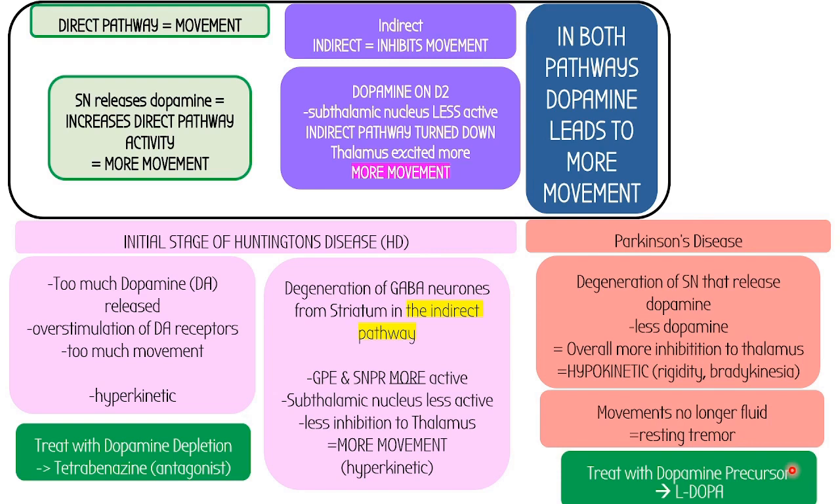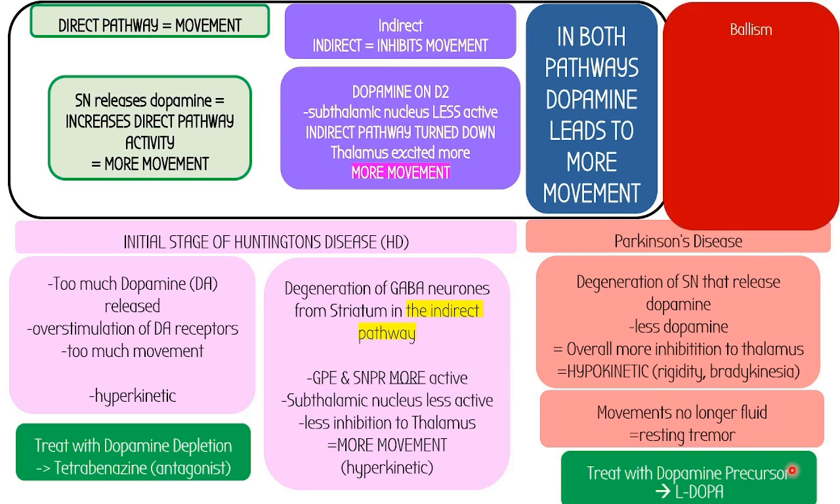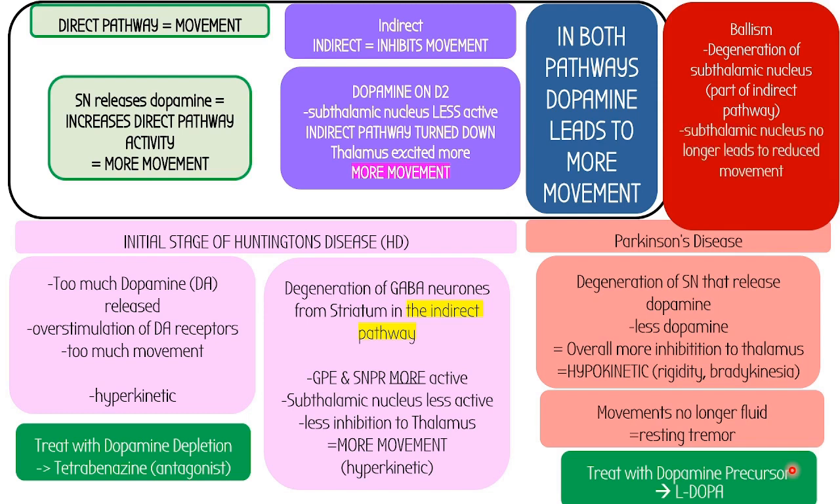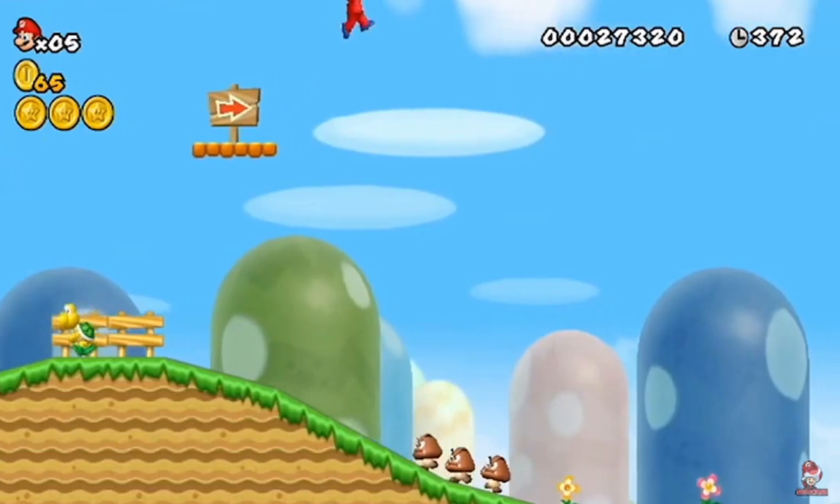Our third disease is called ballism, and this is degeneration of your subthalamic nucleus. Remember, your subthalamic nucleus is part of your indirect pathway, and normally leads to reduced movement. But if your subthalamic nucleus degenerates, it's no longer going to lead to reduced movement, so you get hyperkinetic, large-amplitude movements.